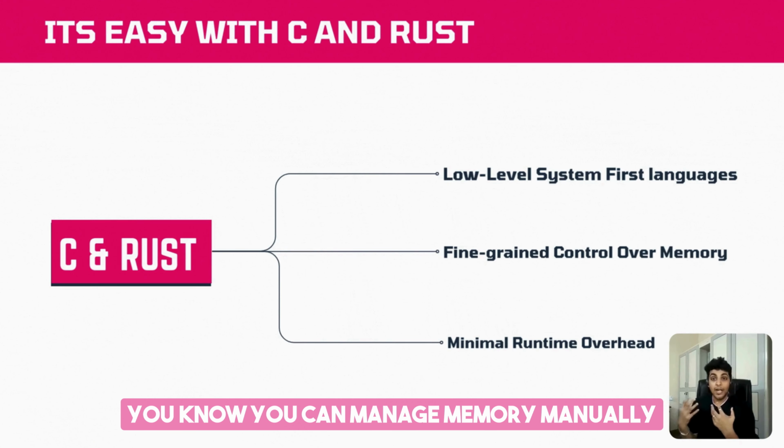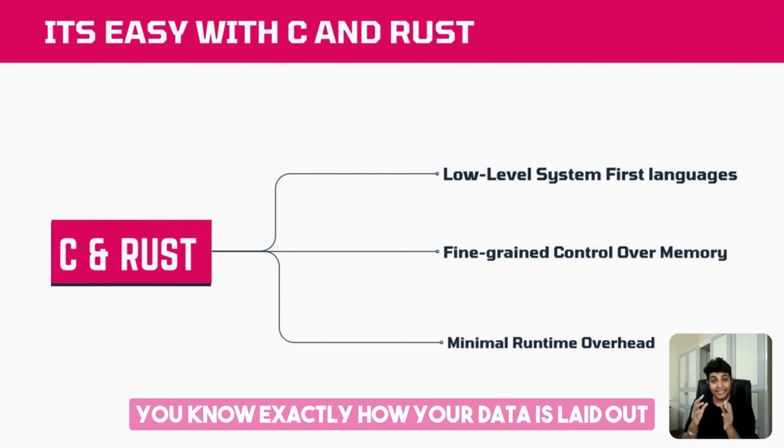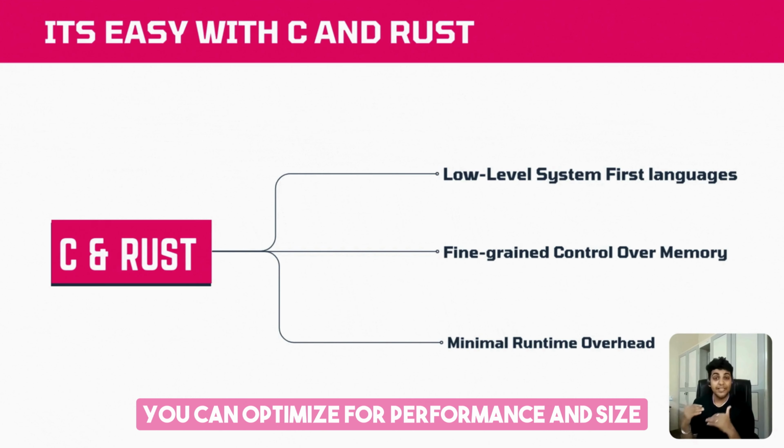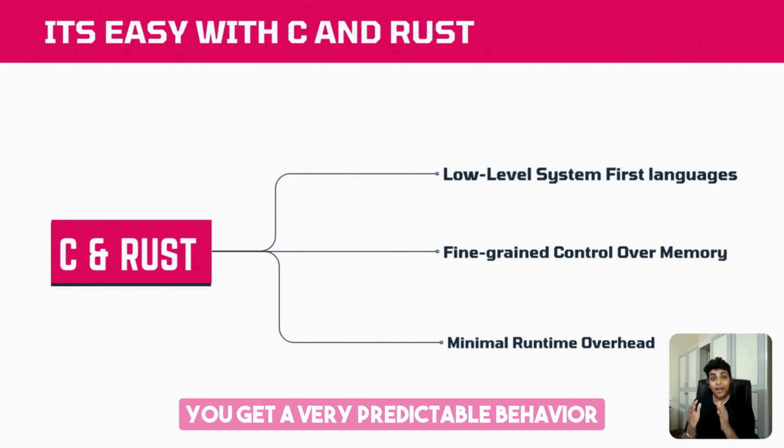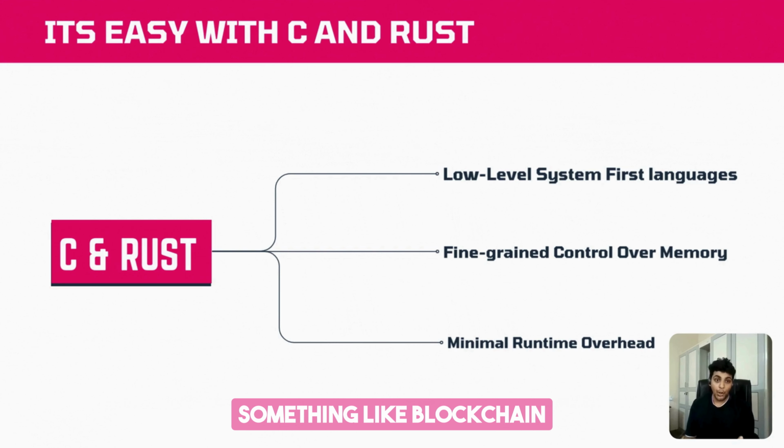You can manage memory manually. You know exactly how your data is laid out. You can optimize for performance and size. And because there is no hidden runtime, you get very predictable behavior, which is crucial for something like blockchain.